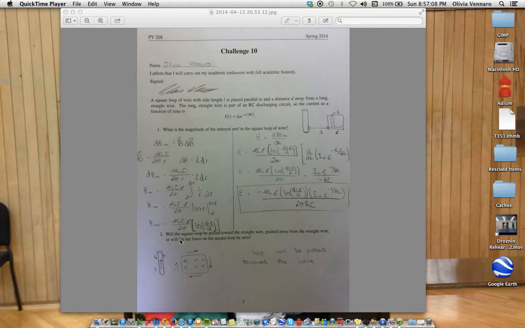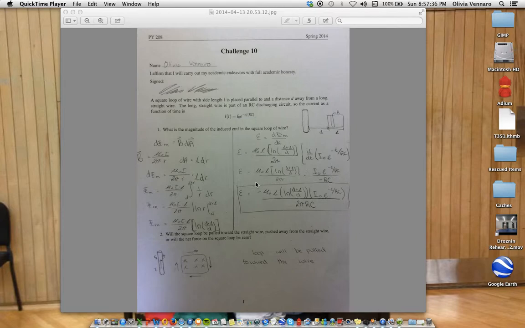So to find EMF, you have to take the derivative with respect to time. And so everything can be taken out of the derivative except for e to the negative t over RC. And using the chain rule, the derivative becomes negative 1 over RC times the original, which is simplified to this equation here.